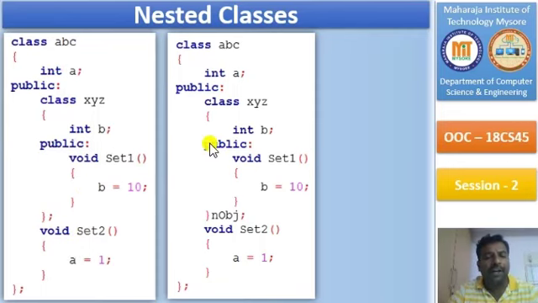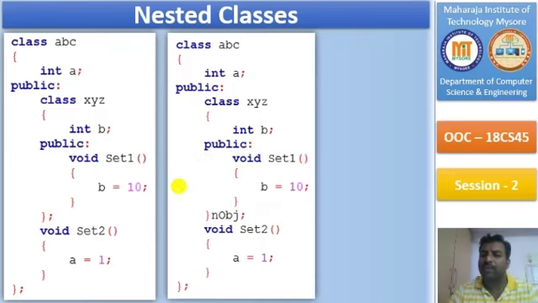Earlier, the program had only two members with the class ABC, int A and void set2. But now the class ABC contains three members: int A, the second member XYZ NOBJ, and one more function as usual, set2. Right now the class ABC contains three members along with the nested class definition. So now I am creating an additional member. Now for sure the memory size is going to be altered.